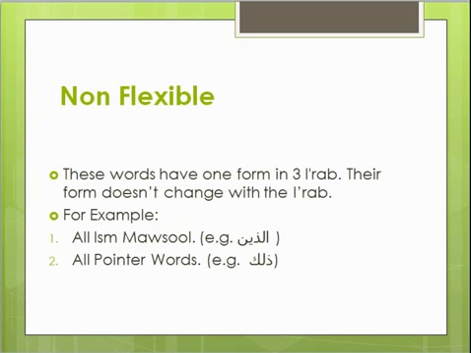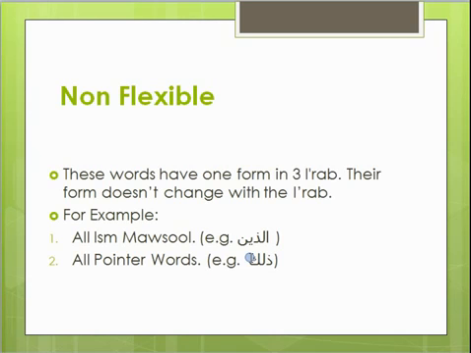So what is a word that is non-flexible? Of course, it will have the same form in all three status, all three i'rab. You do remember ism mawsul: allazi, allazani, allazina, allati, allatani, allati, and the pointer words: zalika, zanika, ulaika, tilka, tanika, ulaika, haza, hazihi, haulai. You remember them? Remember, they did not change in their rafa form.